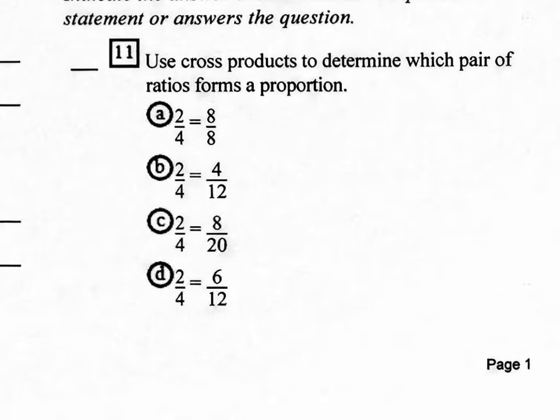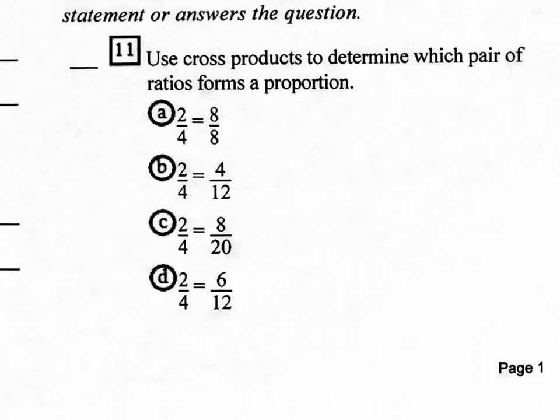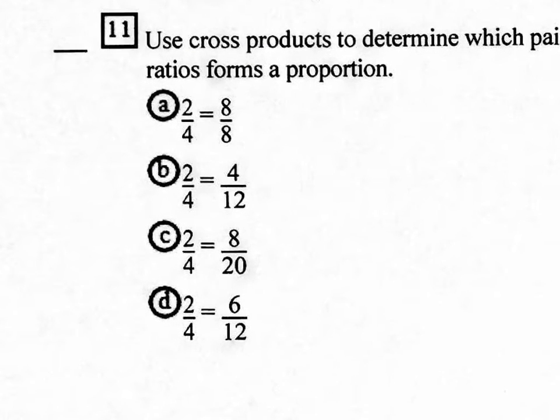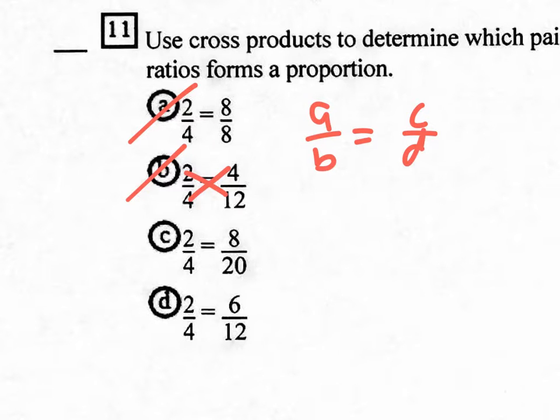Right here, use cross product to determine which pair of ratios forms a proportion. All you got to do is verify. 2 times 8, that's 16. 4 times 8 is not 16. So it can't be that one, right? 2 times 12 is 24. 4 times 4 is 16. Can't be that one, because remember, they have to be equal to each other. A over B equals C over D. That means that A times D has to equal B times C.